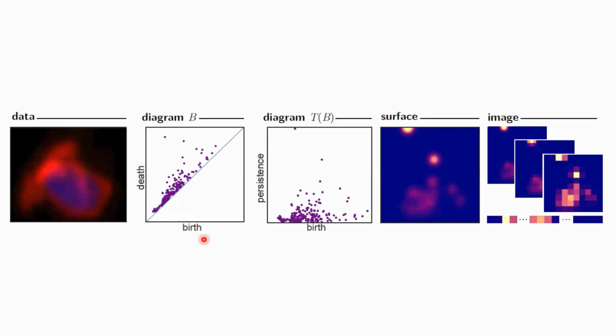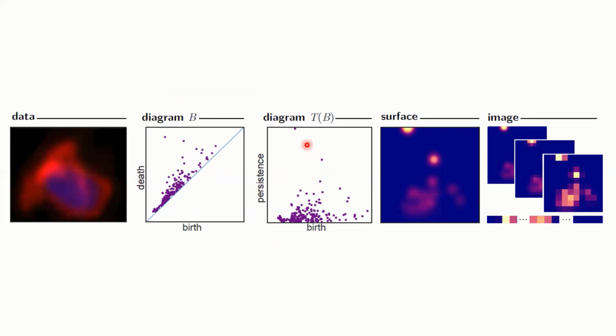So once you compute your diagram, then one step one does in the middle is to turn the diagram from the birth-death axis into the birth-persistence axis, or the birth-lifetime axis. This is a transformation that is useful to turn these triangular diagrams into something that just looks square. It's just a bit easier to visualize, but these two representations have the same amount of information.